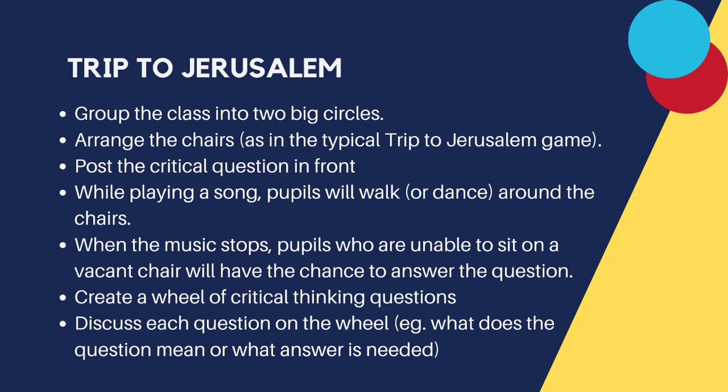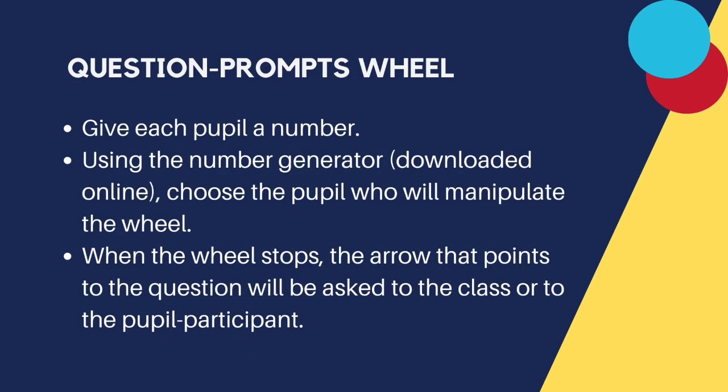Create a wheel of critical thinking questions. Discuss each question on the wheel. Example, what does the question mean or what answer is needed? And the last, we have the question prompts wheel. Give each pupil a number. Using a number generator downloaded online, choose the pupil who will spin the wheel. When the wheel stops, the arrow points to the question that will be asked to the class or to the pupil participants.